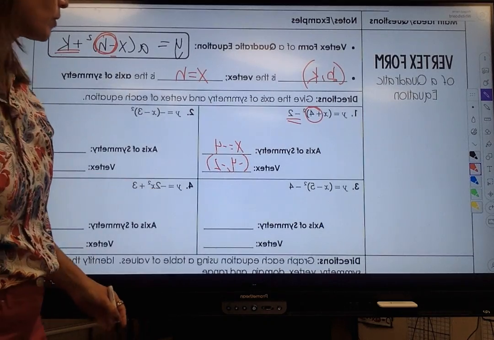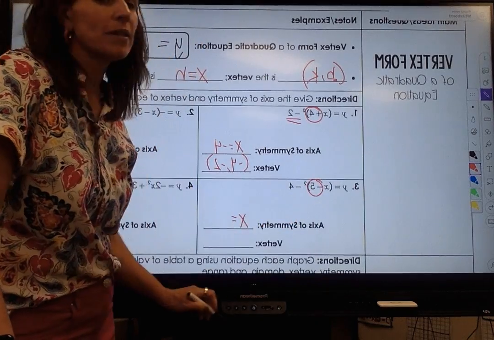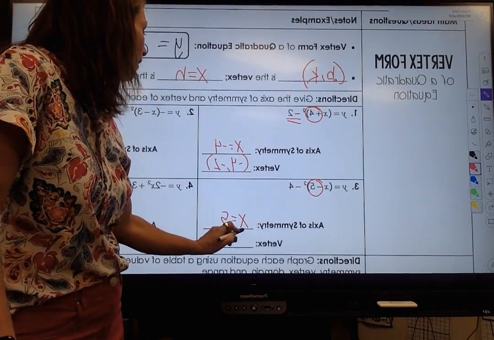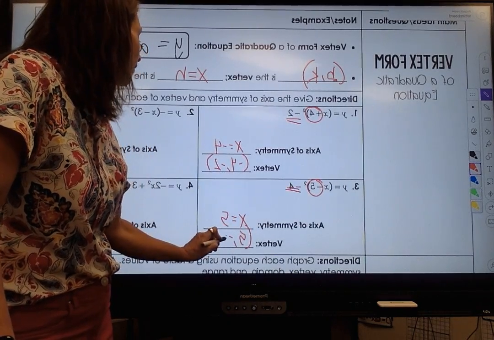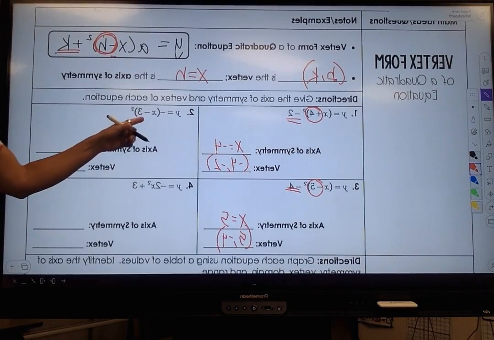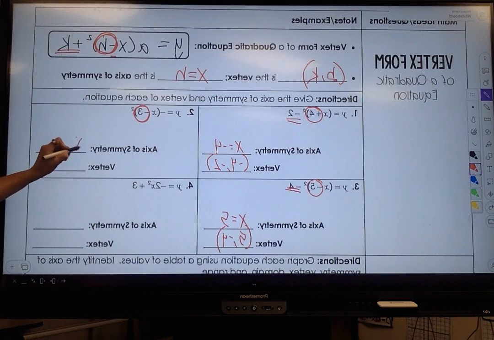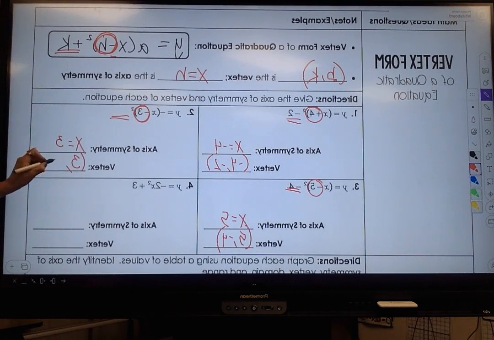So let's jump down to number 3. So that axis of symmetry is x equals the opposite of negative 5, which is 5. And so my vertex is (5, negative 4). Okay? Look over here at number 2. My x value, that horizontal, is going to be x equals positive 3. So 3 is my x value. There is no k. So what value represents unknown or not there is going to be 0. So my vertex is (3, 0).